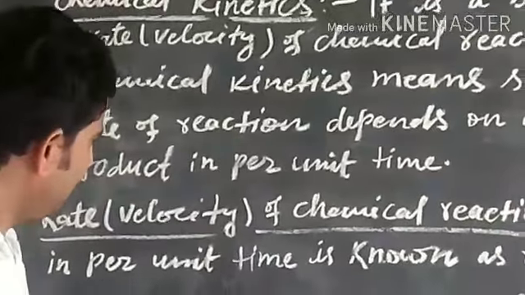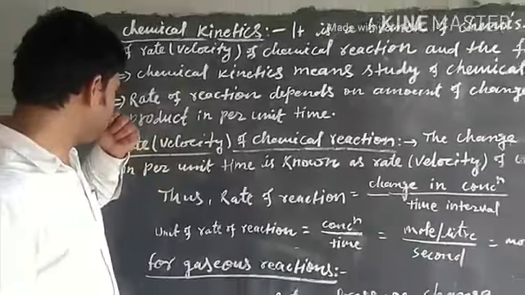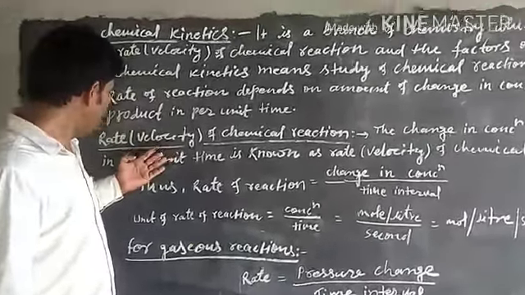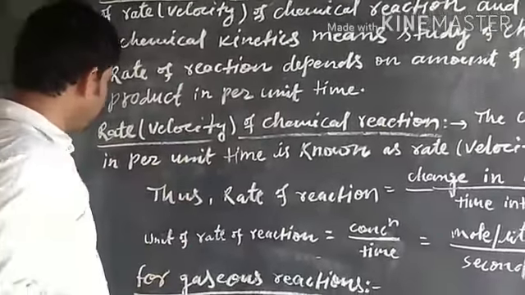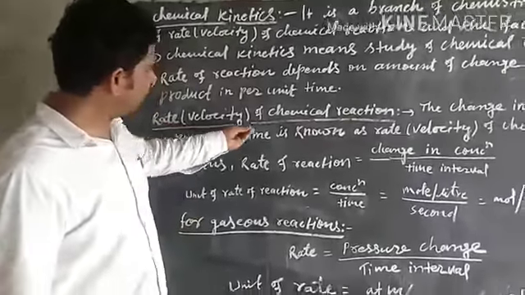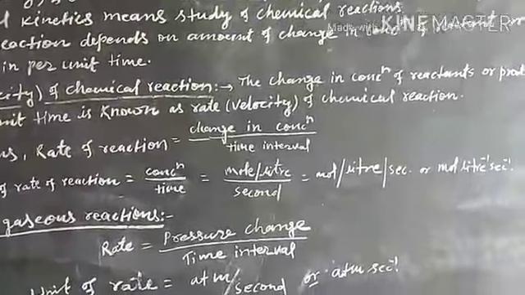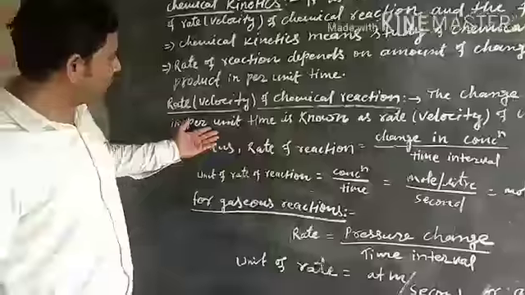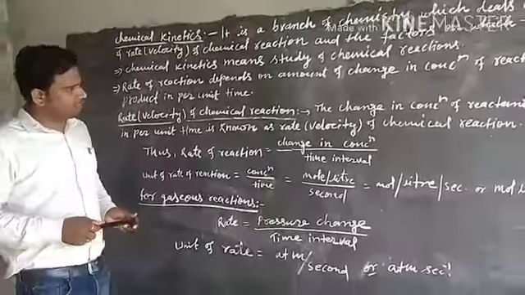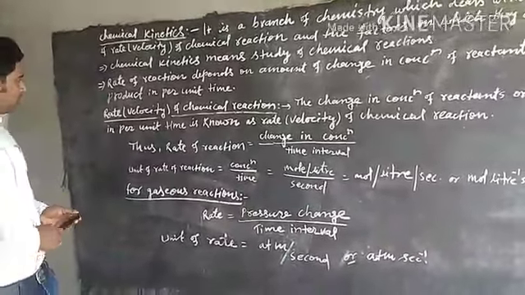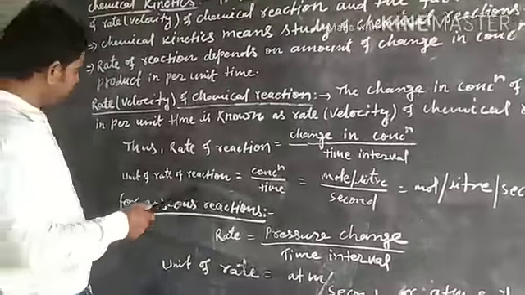Rate or velocity of chemical reaction. Here velocity means speed. It is not the velocity of physics. Here it means speed. The change in concentration of reactant or product per unit time is known as the rate or velocity of chemical reaction. So the rate of chemical reaction can also be written as follows.